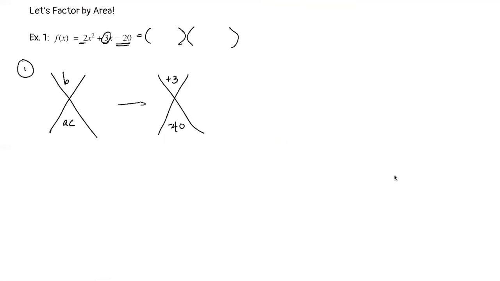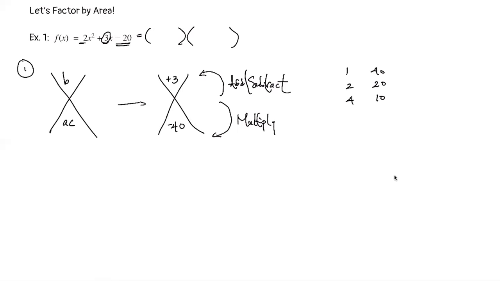So now I need to find a pair of numbers that multiply to make A times C and add or subtract to make 3. All right, let's list out some factors of 40. So 1 times 40, 2 times 20. Let's see, 3 doesn't go in, 4 times 10, 5 times 8. And I think those are all the pairs.